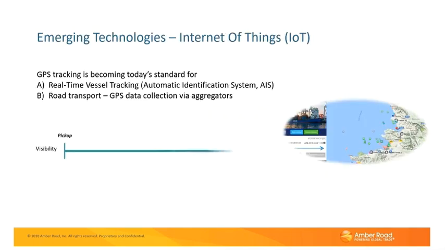All right. Let me quickly still talk about a couple of things about the emerging technologies. First thing is Internet of Things, IoT. IoT is a game changer. It's a big thing in today's industries. When it comes to supply chain, we believe that it comes really to the area of in-transit visibility, which is basically GPS tracking. We can talk right now about two types of GPS tracking: the maritime, the vessel tracking, which is enabled by a system called AIS, or tracking for road transport, where a truck is equipped with a GPS device, and the data of its position is collected via aggregators.